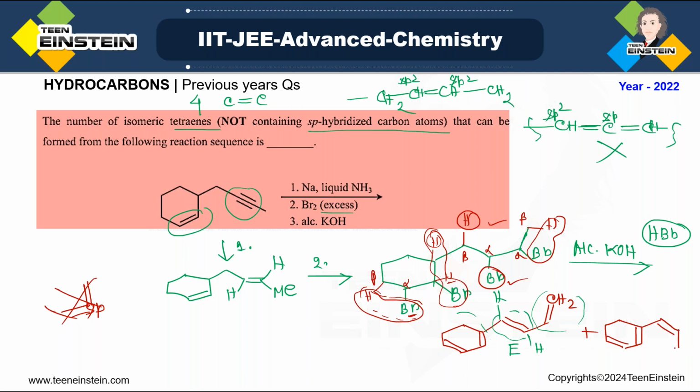Now this can be Z orientation. When it is Z orientation, these two hydrogens are on the same side. So it will be either E or Z. That means a total of 2 types of isomeric tetraene you can get. So our answer should be 2. Fine.